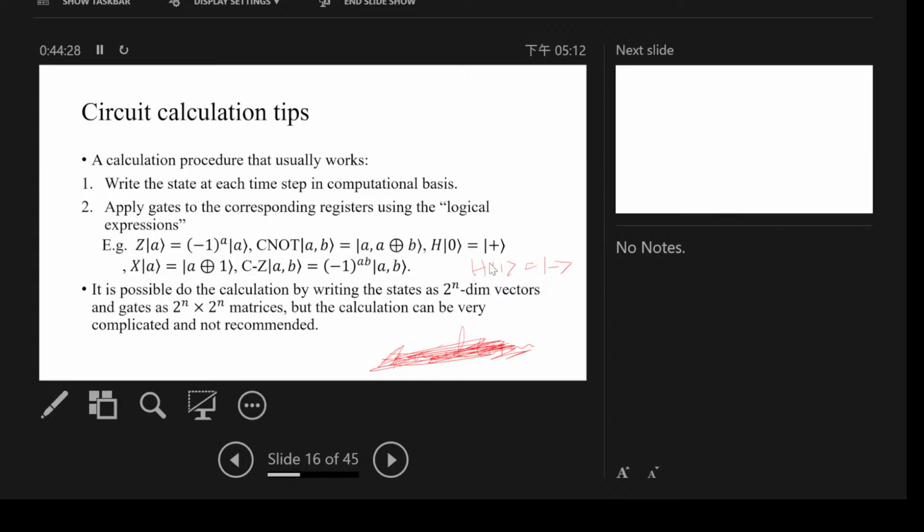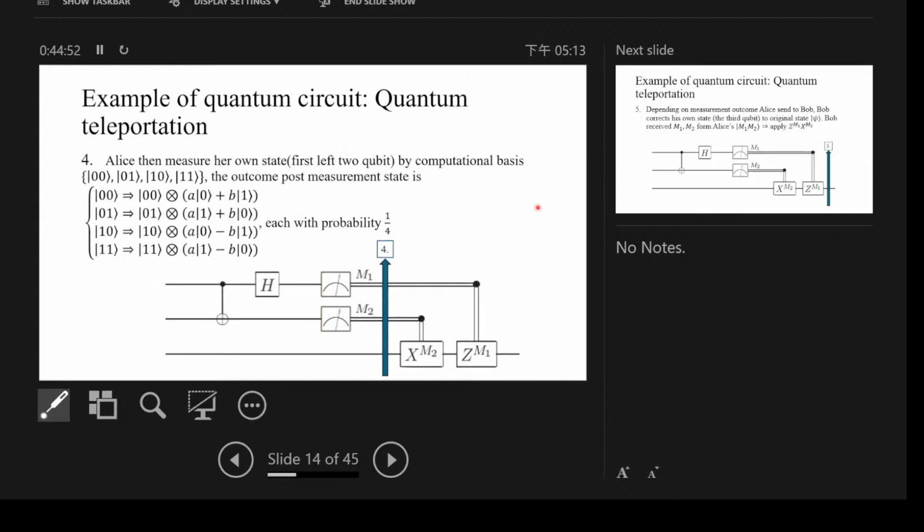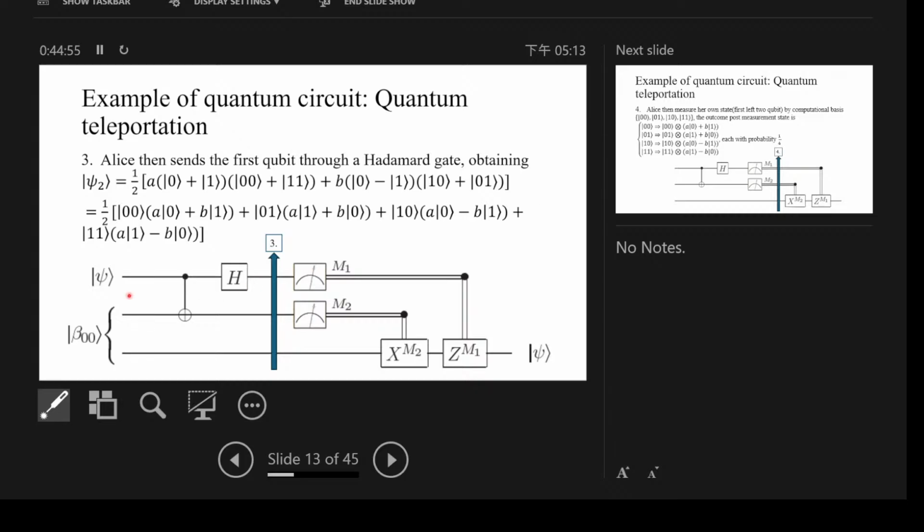So Hadamard on 0 gives you the plus state, and Hadamard on 1 gives you the minus state. And this will create more computational basis states. The plus state is equal to 1 over square root 2 times 0 plus 1, and so wherever you have a Hadamard, on the next step you need to track even more computational basis states, and this is what will happen if we actually do the analysis carefully.